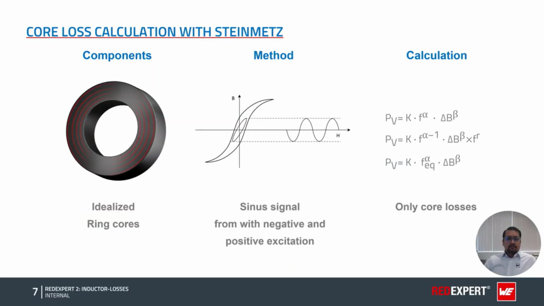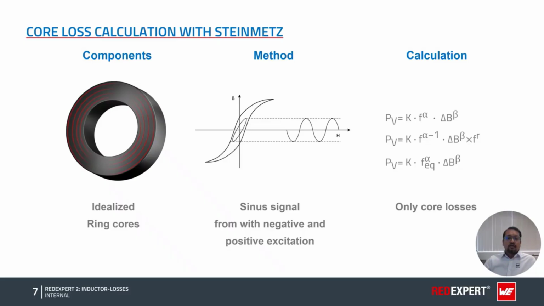The traditional approach to calculating core losses is the Steinmetz equations. It describes how the core loss depends on the flux density and frequency. However, it has significant limitations. It's only useful over a narrow frequency range, it assumes sinusoidal waveforms, it does not capture all operating conditions, and most importantly, it does not include copper losses.